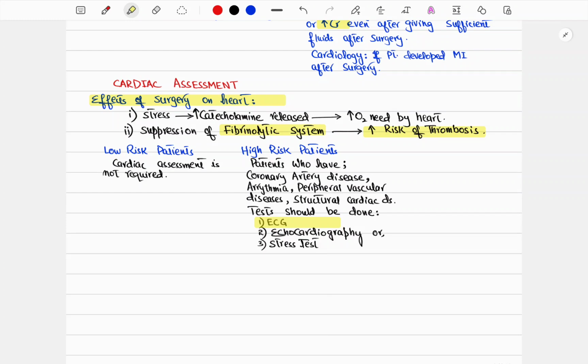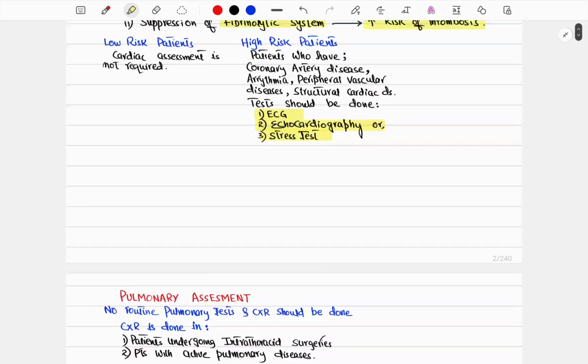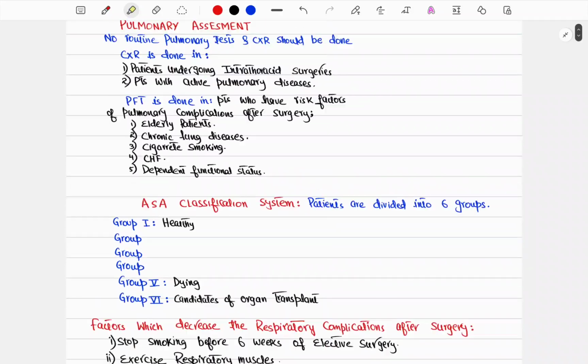So these tests are: we should do ECG, echocardiography, or the stress test. These tests should be done in these patients. So this is the cardiac assessment.